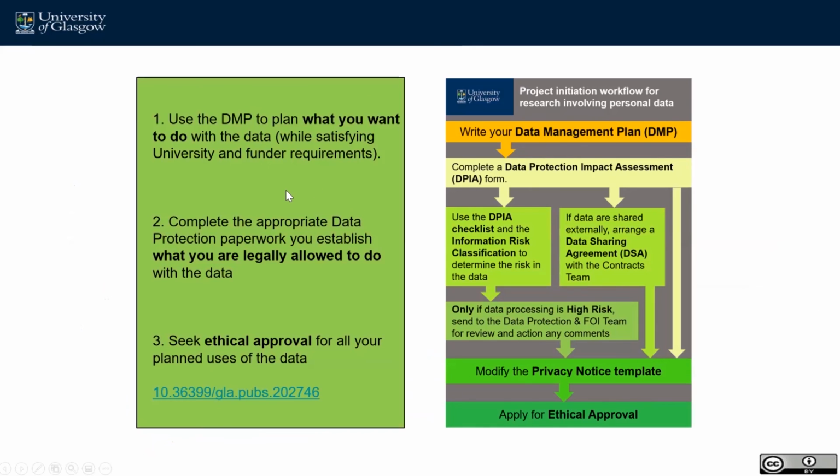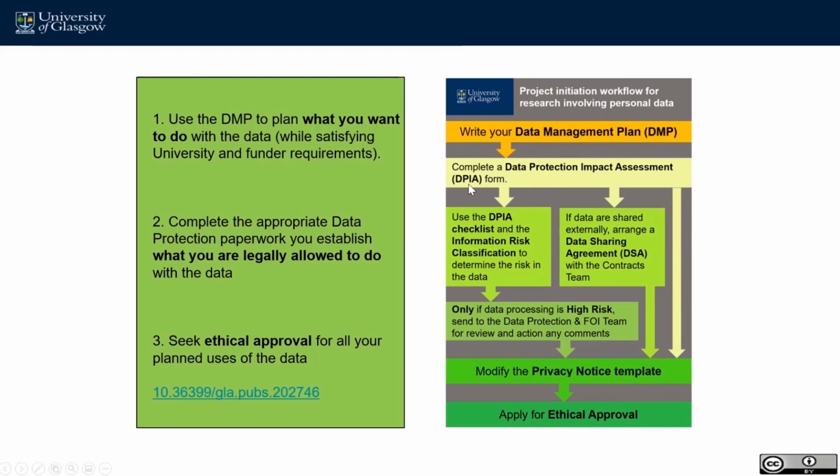First of all, write a data management plan to plan what you want to do with your data while satisfying the university and funder requirements. Then complete the appropriate data protection paperwork to establish what you're legally allowed to do with your data, and then seek ethical approval for all the planned uses of your data. So 3 steps can be broken down into a very simple workflow here.